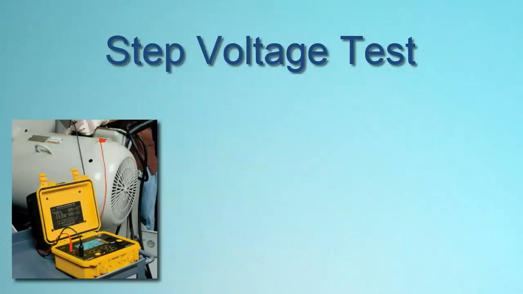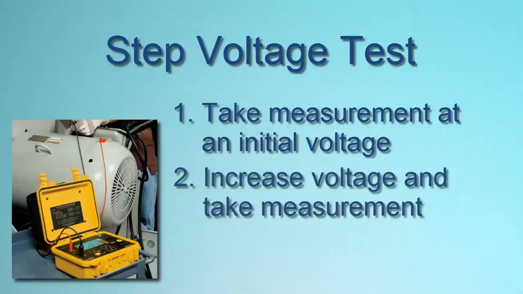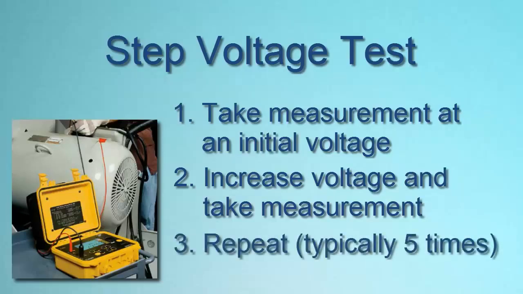A third method is the step voltage test. This involves testing at 2 or more test voltages and comparing the results. The test begins at an initial test voltage. At a specified interval, typically 1 minute, a measurement is recorded, after which the test voltage is increased. This increase is usually to 5 times the initial voltage. This process may be repeated through several steps, with measurements taken after 1 minute and the test voltage increased at a 5-to-1 ratio over the previous voltage.